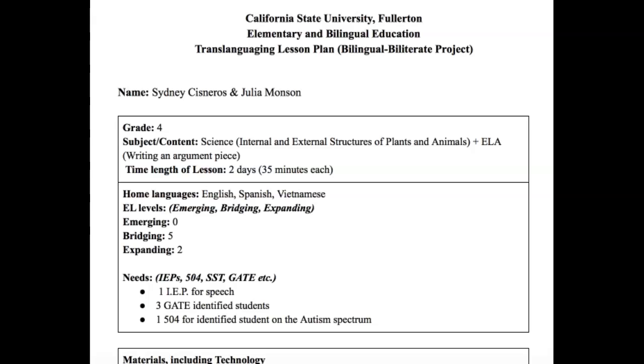This is our translanguaging lesson plan for fourth grade. We decided to focus on science, specifically the internal and external structures of plants and animals, and we've integrated ELA with writing an argumentative piece. The time length of our lesson is over the course of 2 days, each lesson being 35 minutes long.